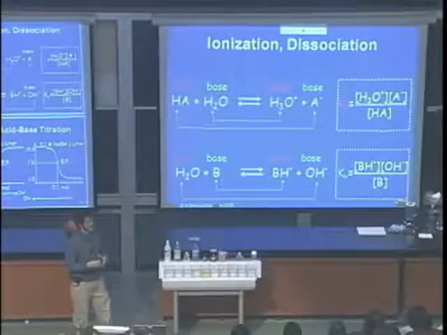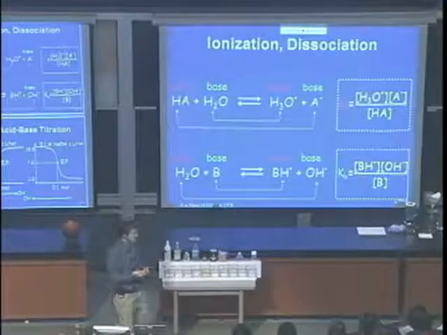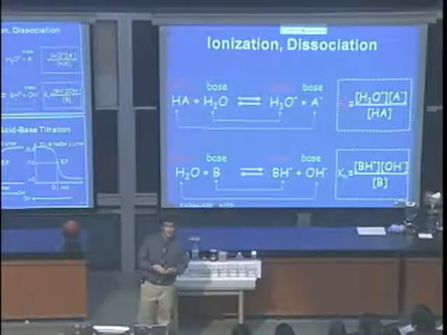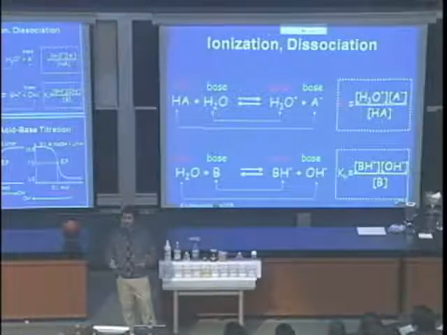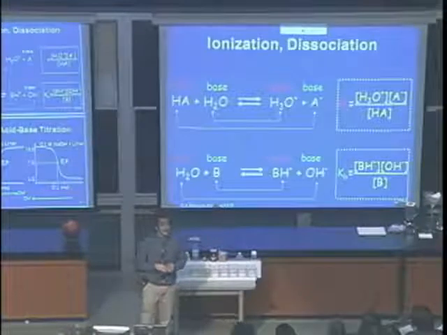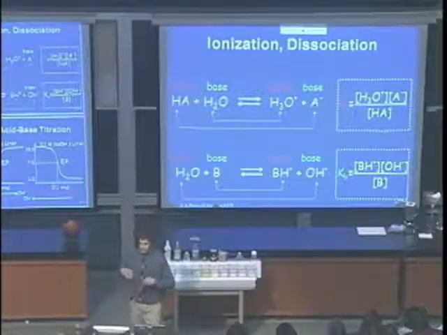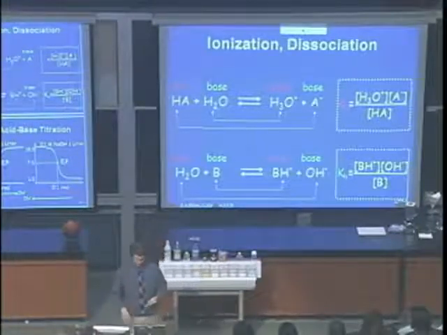When we think about strong bases, the standard example for a strong base would be a metal hydroxide, like potassium hydroxide, sodium hydroxide, calcium hydroxide. And these are what we have in terms of our strong bases.